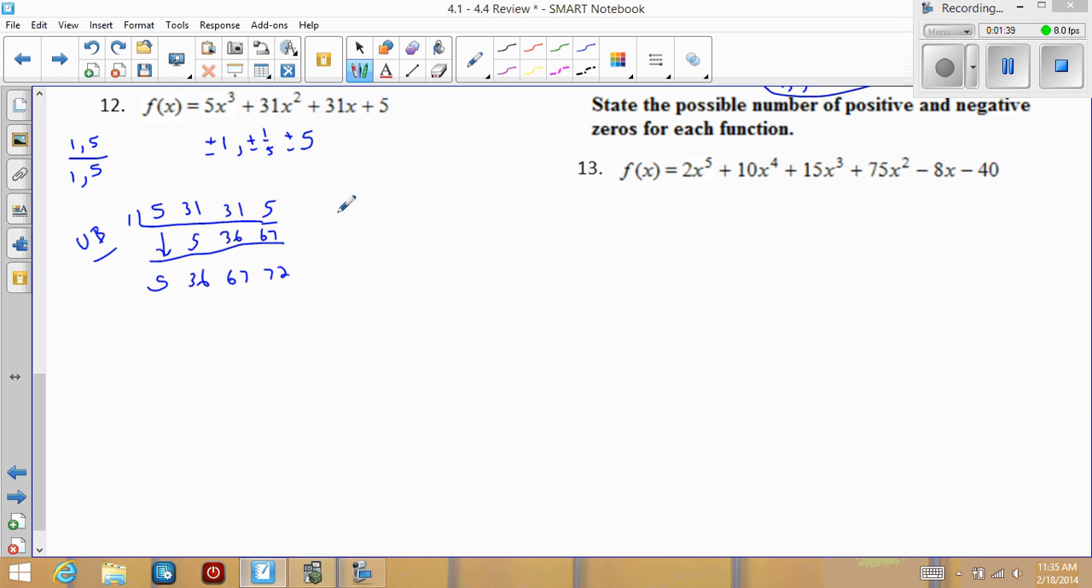So let's go ahead and try negative 1 before I have to try any fractions. And we have 5, 31, 31, and 5. I bring that 5 down. Negative 1 times 5 is negative 5. When I add, I get 26. Negative 1 times 26 is negative 26. Add straight down, I get 5. Negative 1 times 5 is negative 5, and I get 0.